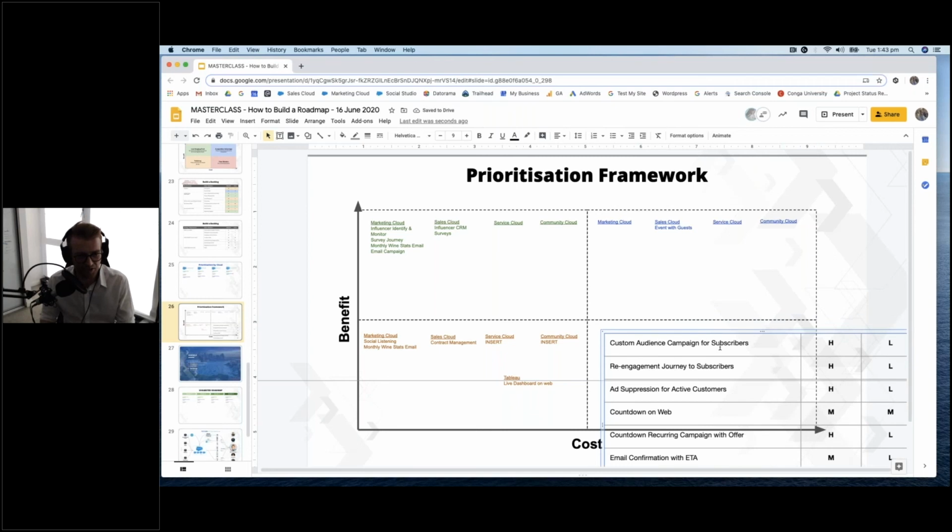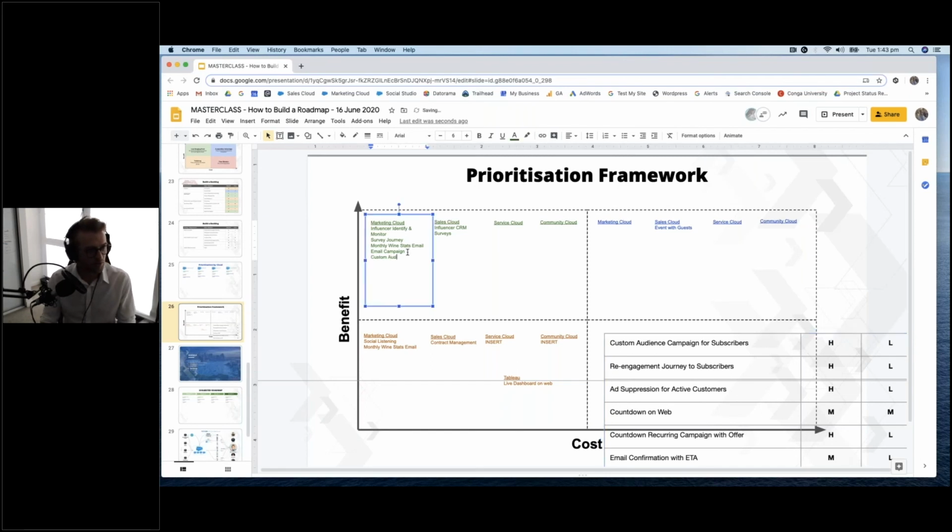Great. Okay, custom audience campaign for subscribers. This is high value, low effort. So again, this is very easy. Custom audience ads, so that's an advertising related thing. And then we've got re-engage journey to subscribers. It's also high, low. Re-engagement journey. And ad suppression for active.